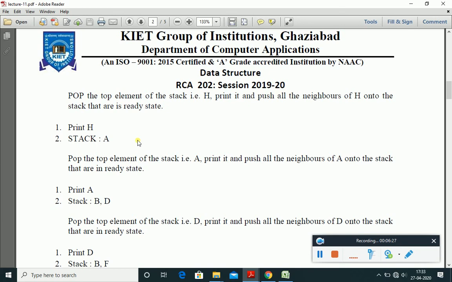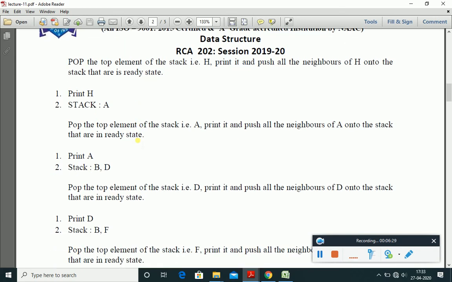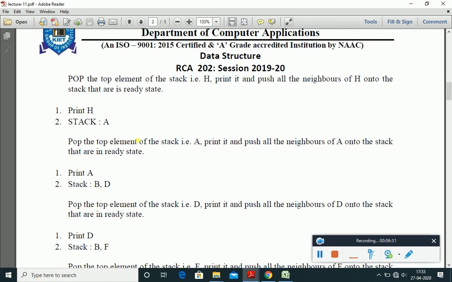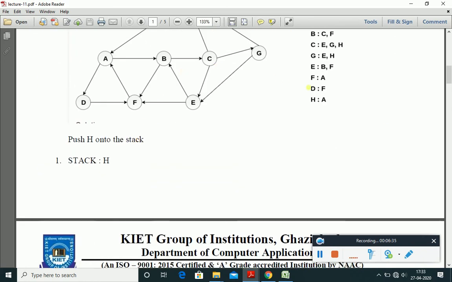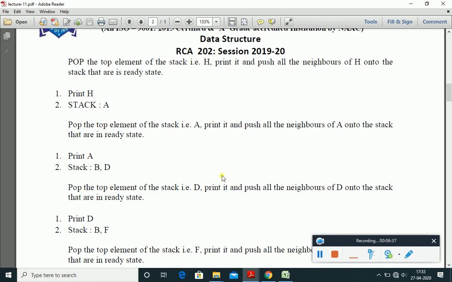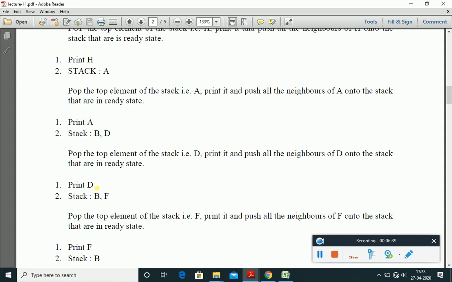So we are popping out D and finding the neighbors of D. The neighbor of D is F. So now we will push F on the top of the stack. The important thing you should note here is that B is already discovered, but it has not been popped out yet. It is still waiting in the stack, and we have pushed F at the top of the stack.